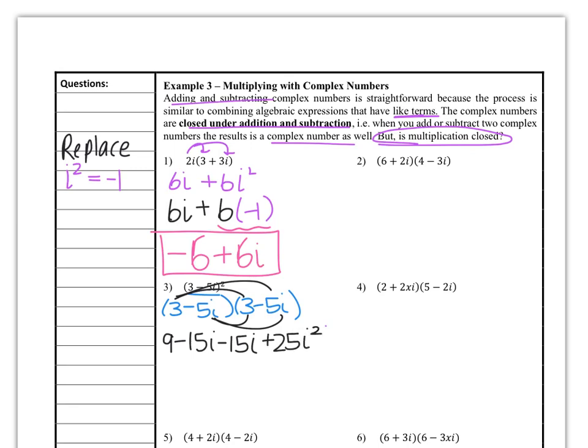But you know that i squared is something special. This gets replaced with a negative 1. And then, of course, you want to combine any like terms. So I carry down my 9. I now have negative 30i. And then I have positive 25 times negative 1. So that's a negative 25 that's getting carried down. Okay, and then still combining like terms, 9 minus 25 is negative 16, and then minus 30i.